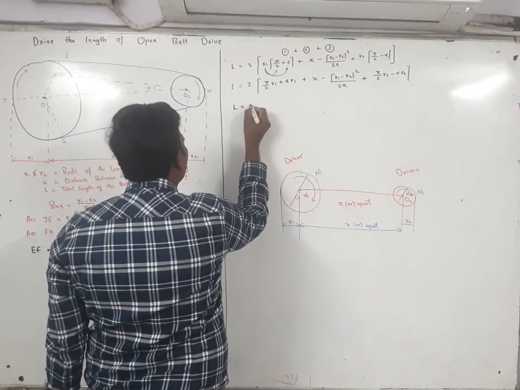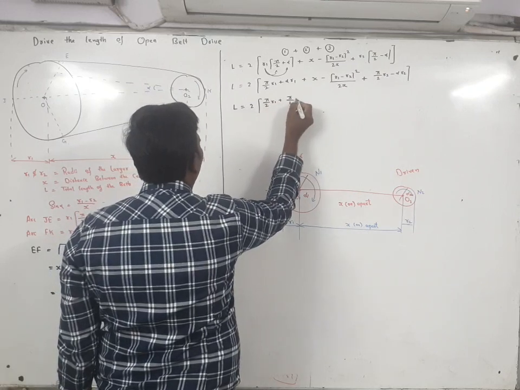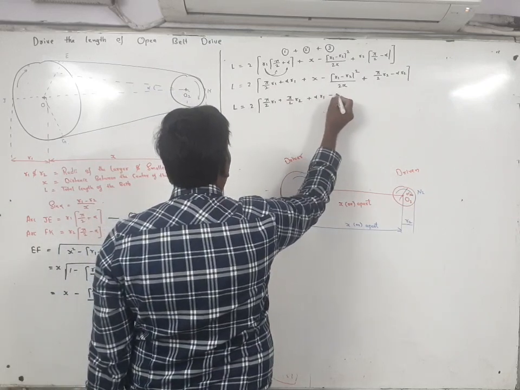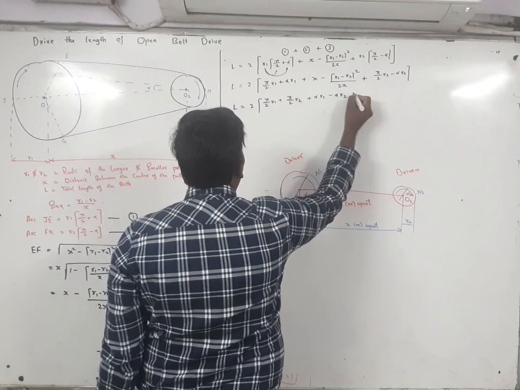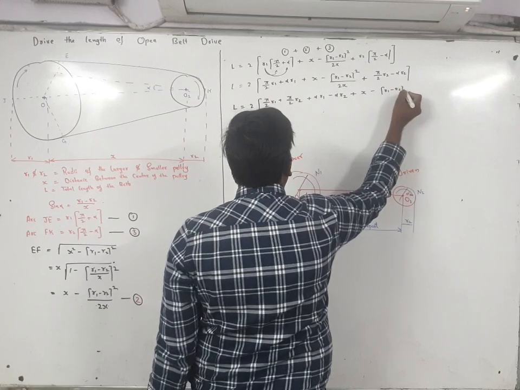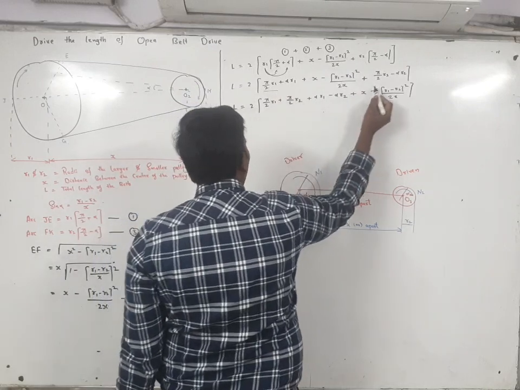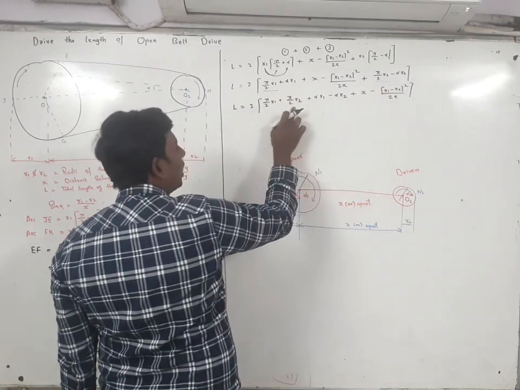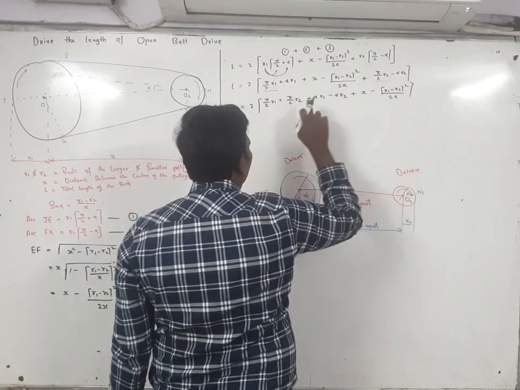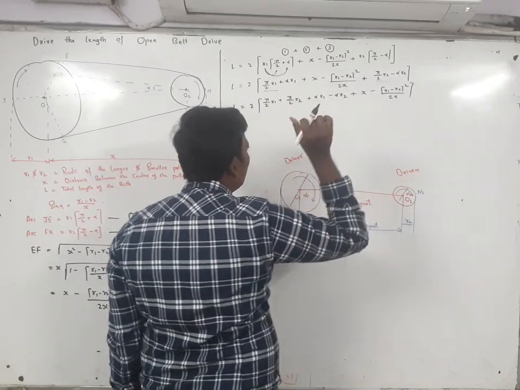So, L write down as it is, 2 write down as it is, pi by 2 R1 plus pi by 2 R2, right, then here plus alpha 1, then minus alpha, this is alpha 2, then plus x write down as it is, minus (R1 minus R2) whole square by 2x. So what you have to do, first this is pi by 2 and this pi by 2, both the terms you have to write at this side, then alpha R1 and here minus alpha R2. So here alpha R1 minus alpha R2, then x write as it is, this term write as it is.